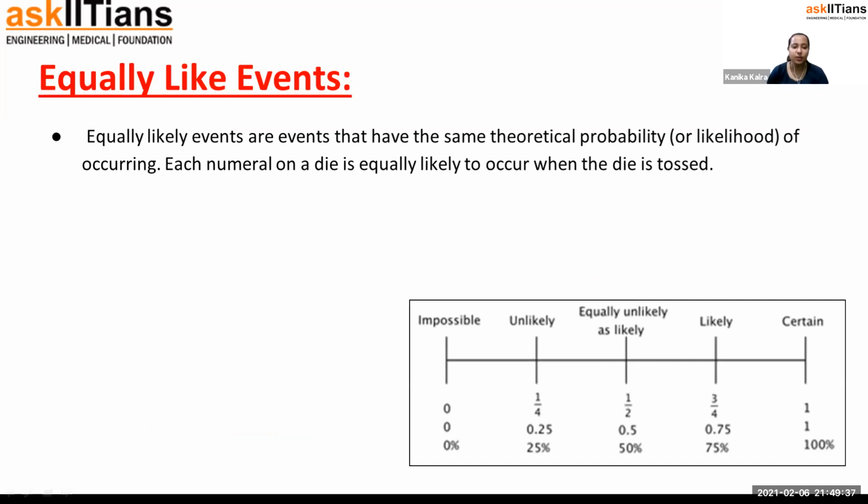Next term is equally likely outcomes. As the name suggests, equally likely outcomes means those outcomes which have an equal probability of happening. Let's read the statement. Equally likely outcomes or equally likely events are events that have the same theoretical probability or likelihood, as in the chances of happening.